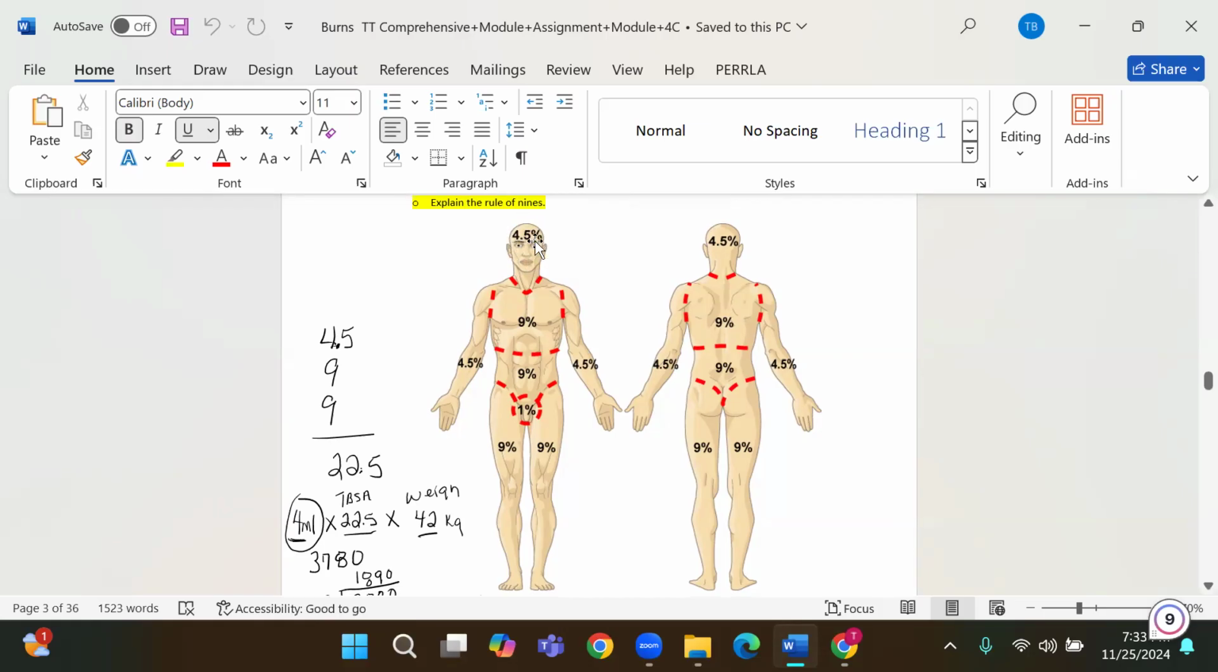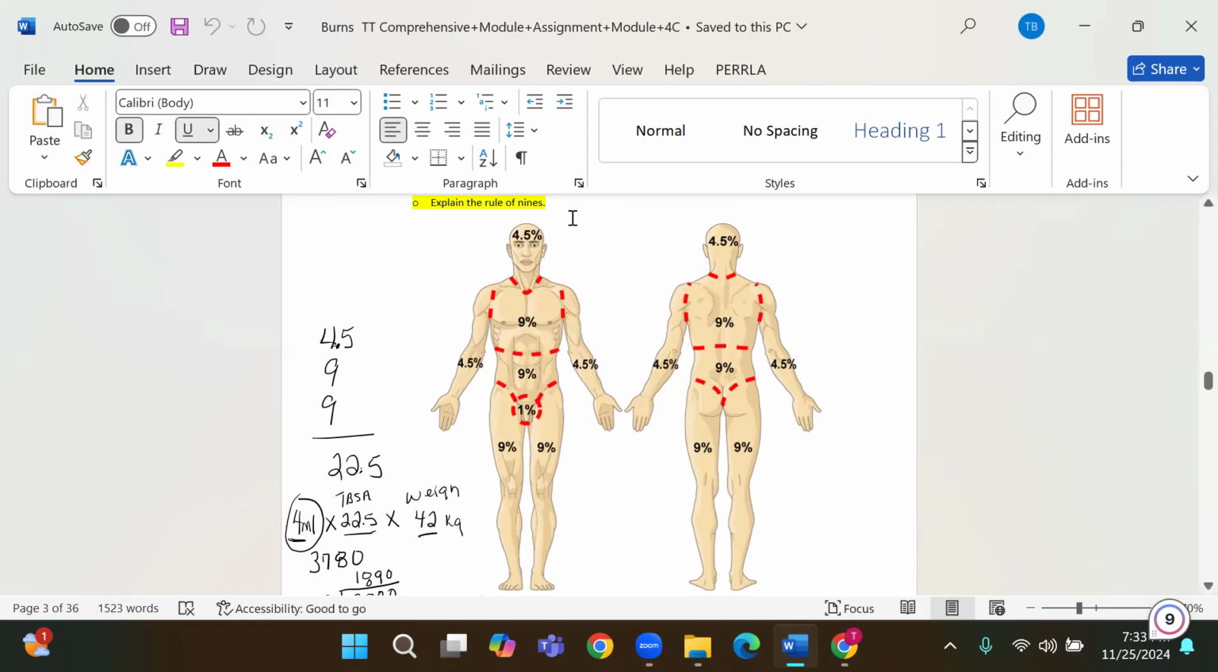That would be 4.5. So 4.5% for the front of the face, 4.5% for the back of the head. 9% for the upper torso, 9% for the back of the upper torso. If you had the full trunk, it would be 18%. Look, 9%, 9%, that's 18%. Same with the back. So you have to really pay attention to what the question's asking you because it will say so much of this was burnt, this and this and this, and then you've got to figure out.